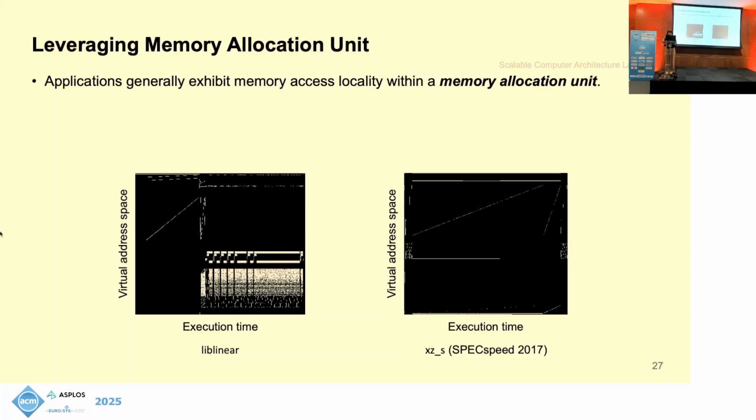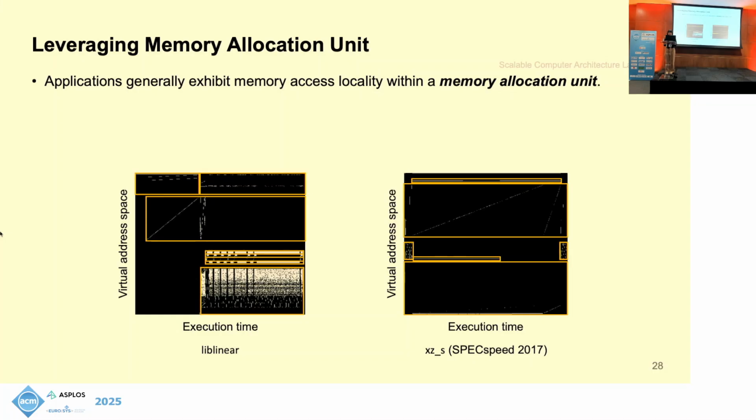To address these limitations, we focused on the memory access locality within a memory allocation unit. These figures show the memory access pattern of limlinear and XC from the SPEC benchmark. We extracted the virtual addresses accessed in main memory using PBS. The y-axis indicates the virtual address space for each benchmark, and the x-axis indicates the execution time. The yellow boxes represent the regions and lifetimes of memory objects which are allocated using malloc. We can easily see that the memory access pattern exhibits a high degree of spatial locality within individual memory objects.